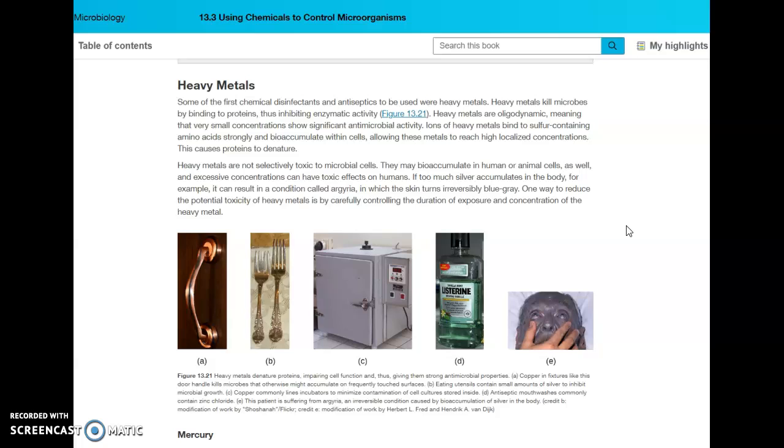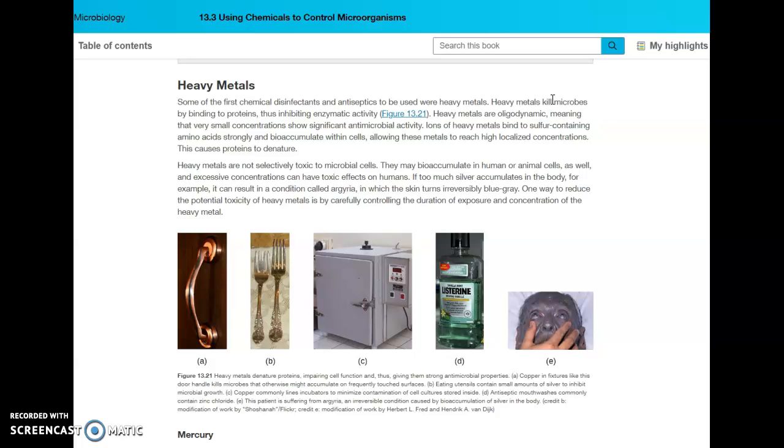So heavy metals. Heavy metals would be things like silver or zinc, gold, and some of the first disinfectants that we used were heavy metals. They inhibit enzymes because the metals will bind to the proteins in the cells. And they are what we refer to as oligodynamic, meaning that we don't have to use heavy metals in high concentrations. We can use them in very small concentrations. And then the proteins denature.